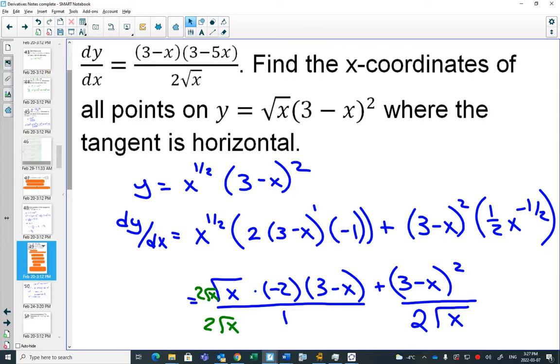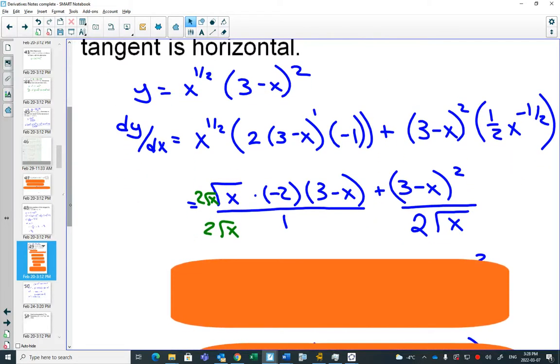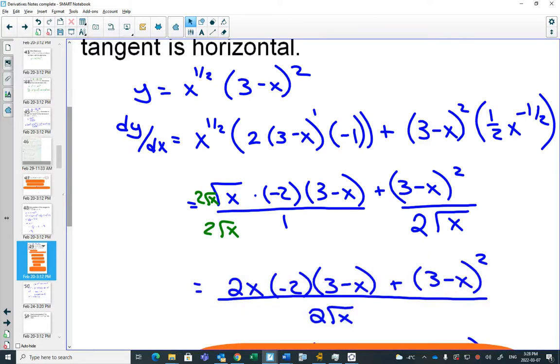After doing that change, I see that my second fraction already has the 2 root x on the bottom. I want my entire fraction to have a 2 root x on the bottom, but I'm adding 2 different fractions. How do you add fractions? You need a common denominator. So I multiplied by 2 root x over 2 root x in the first one in green there to get that common denominator. Once I have that common denominator, I can add the tops.